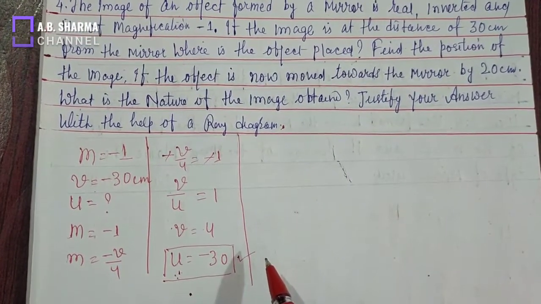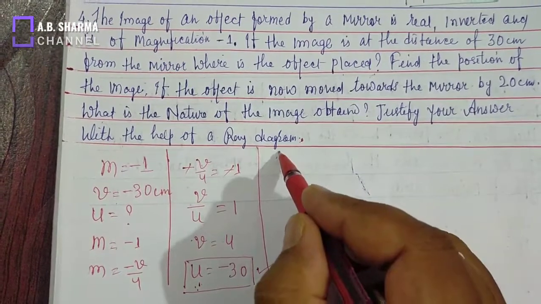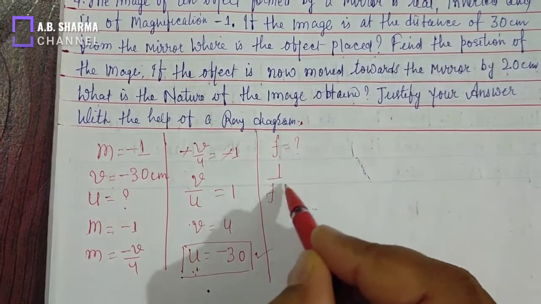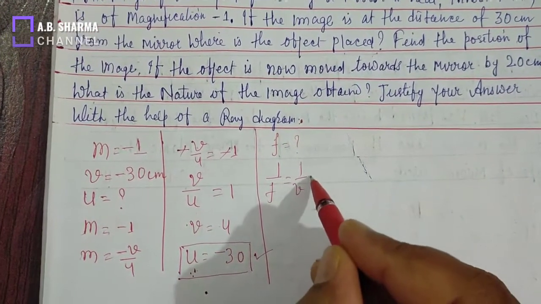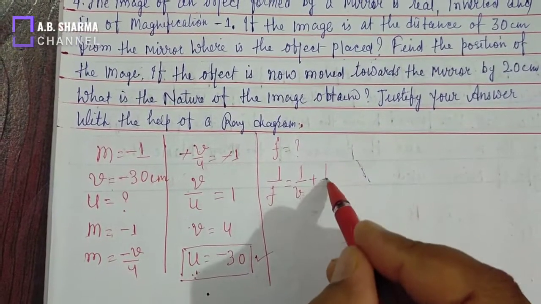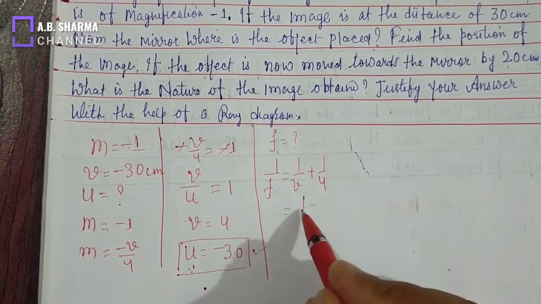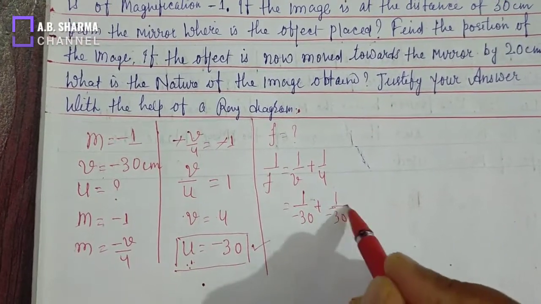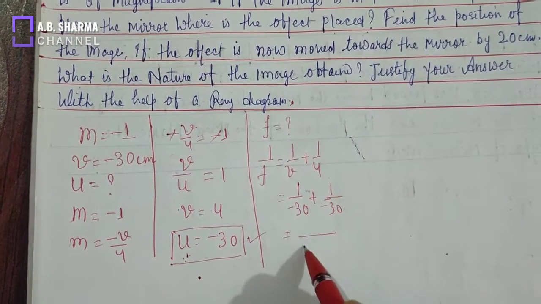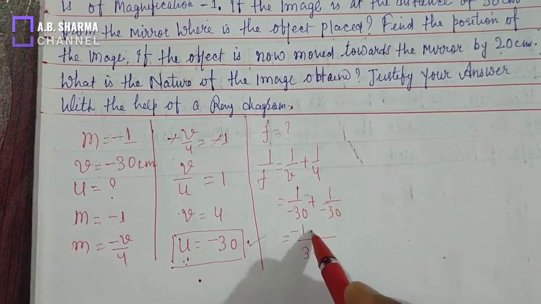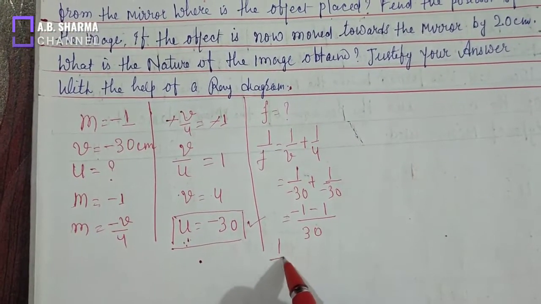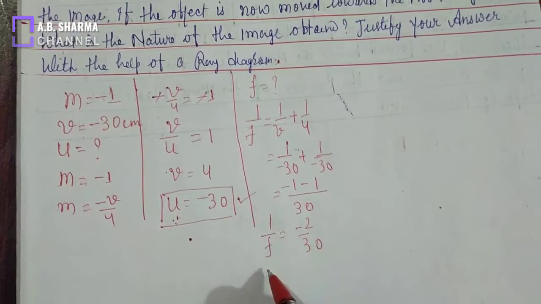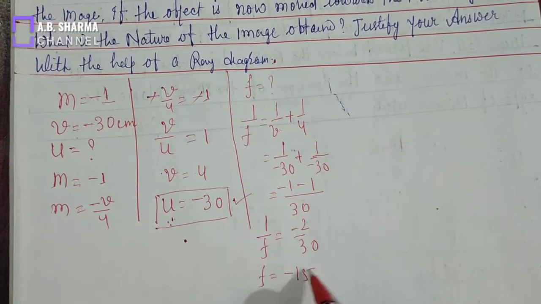So we have calculated u equals minus 30. Now we will calculate focal length, that is f. f equals what? Using the mirror formula, 1 upon f equals 1 upon v plus 1 upon u, or this is 1 by minus 30 plus 1 by minus 30, or this is LCM 30, minus 1 and minus 1. So 1 upon f equals minus 2 by 30 and f equals minus 15 centimeter.